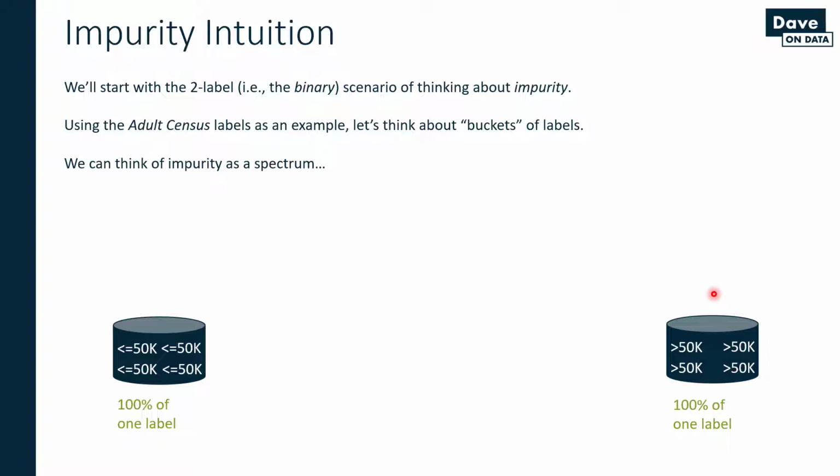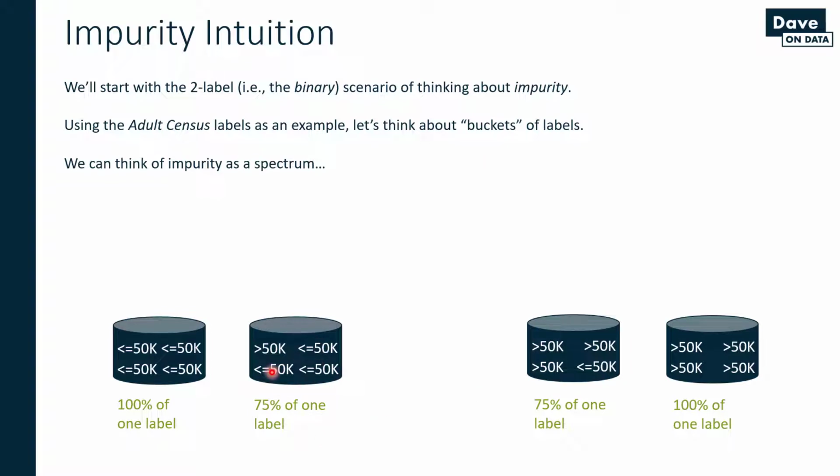Now we can expand this and think about a couple of other buckets where 3 out of the 4 are less than or equal to 50K, and 3 out of the 4 over here are greater than 50K. Because we have 75% of one label, it's kind of pure, but it's not as pure as these 2 buckets here because it's not 100% of one label. This is pure, this is a little less pure, this is pure, and this is a little less pure. And then lastly, we can think of the worst case scenario when we only have 2 labels. And that is the 50-50. This is as impure as you can get because this is more pure and this is more pure at 75%. So arguably and logically, 50% is the worst case scenario in terms of purity when you only have 2 labels.